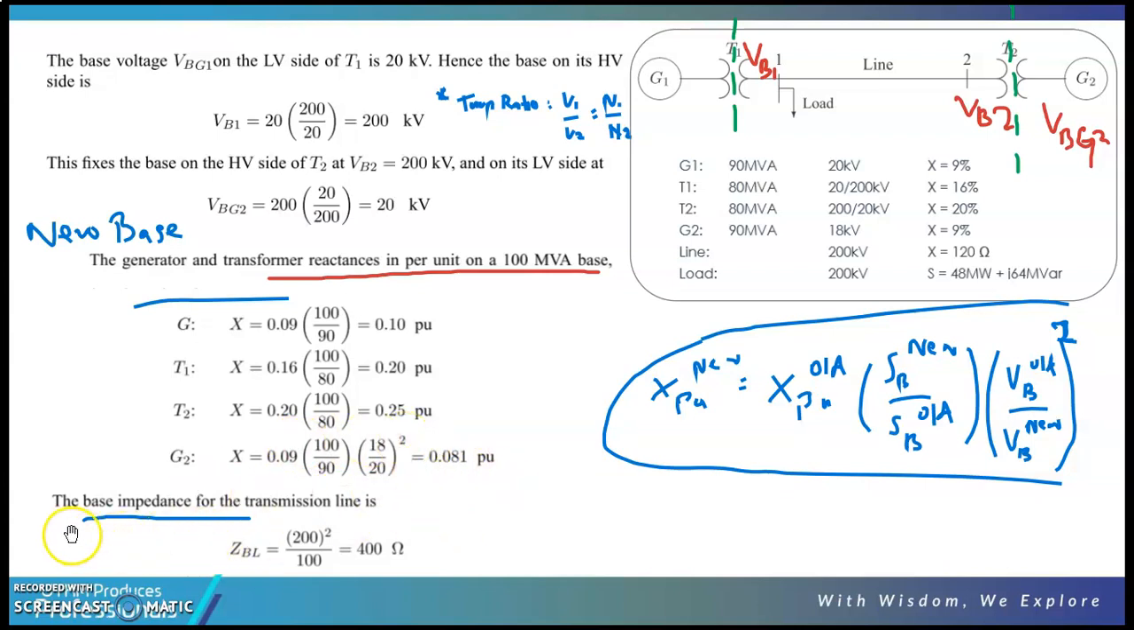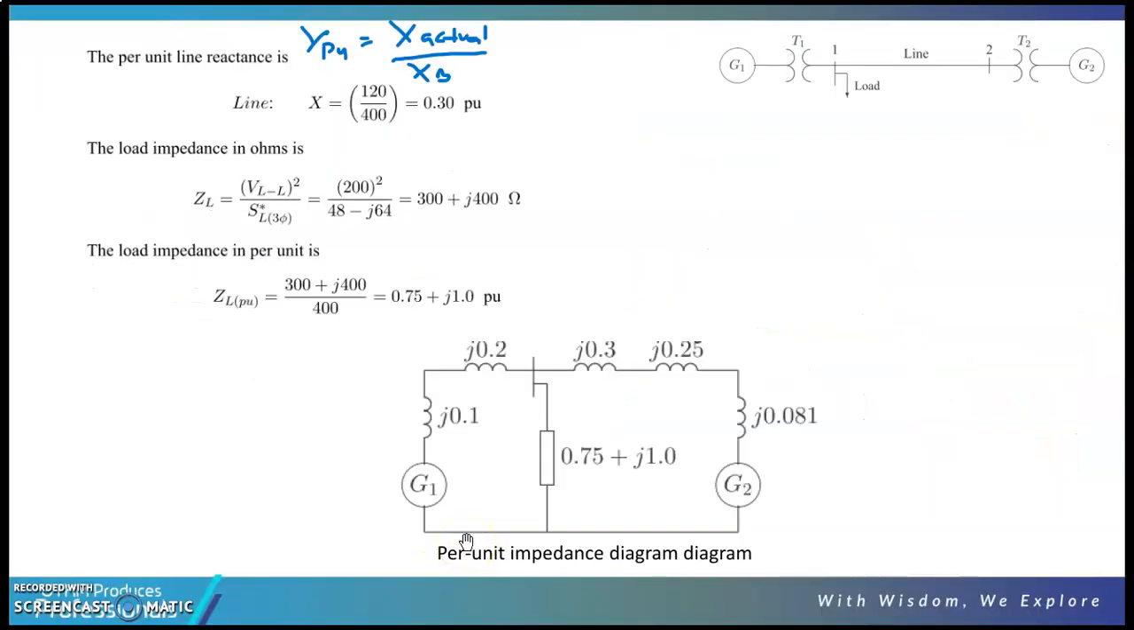So the base impedance for the transmission line equal to V base square over S base. Then you can determine the per unit value, which is X equal to X actual divided by X base. You can get the per unit value of the line.